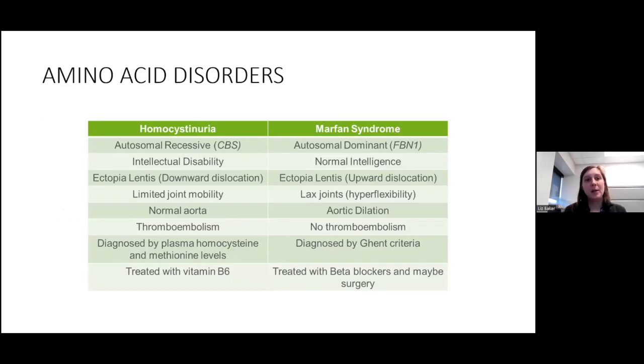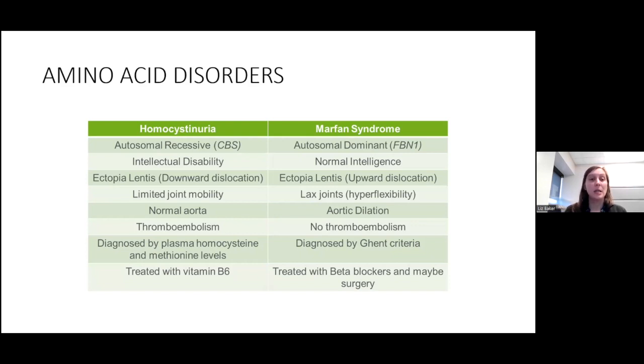And then the last amino acid disorder I'm going to talk about is homocystinuria. We know that those kids usually have a marfanoid habitus, so they are long and lanky. So it's good to know the difference between homocystinuria and Marfan syndrome, which is what this table shows. Homocystinuria is autosomal recessive in the CBS gene, while Marfan's is FBN1, which is autosomal dominant. And then basically everything is the opposite.